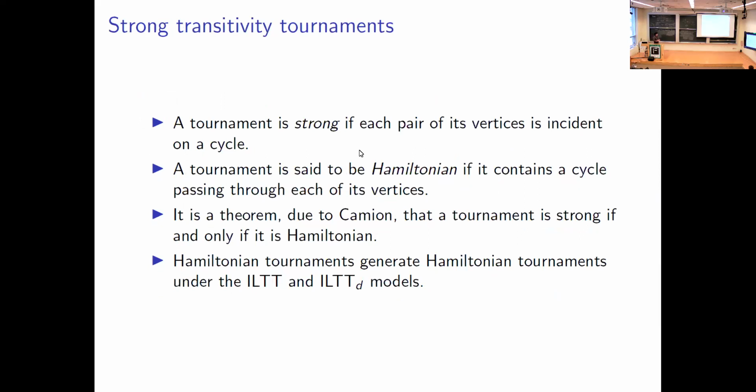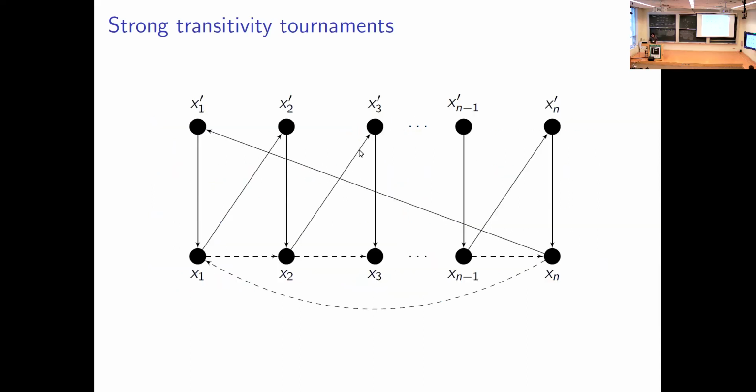So let's just verify really quickly that if you start with a strong tournament, these processes do give you strong tournaments. We'll make use of this result of Camion's that a tournament is strong if and only if it's Hamiltonian, meaning there's a cycle passing through all of its vertices. And in our case, it turns out that if you start with a Hamiltonian tournament, it generates Hamiltonian tournaments under either process. And this image here shows us quite simply why that is.